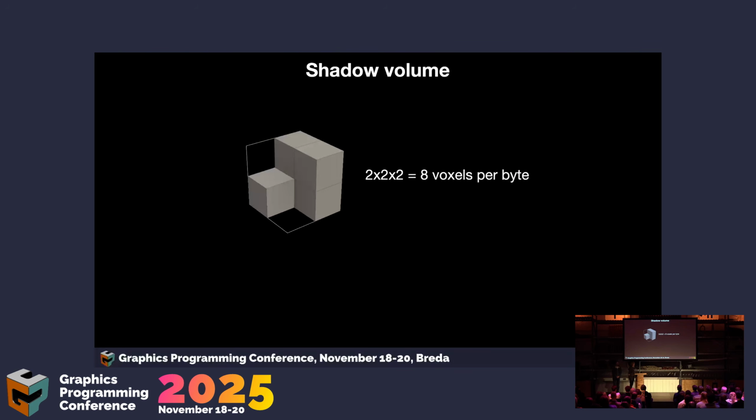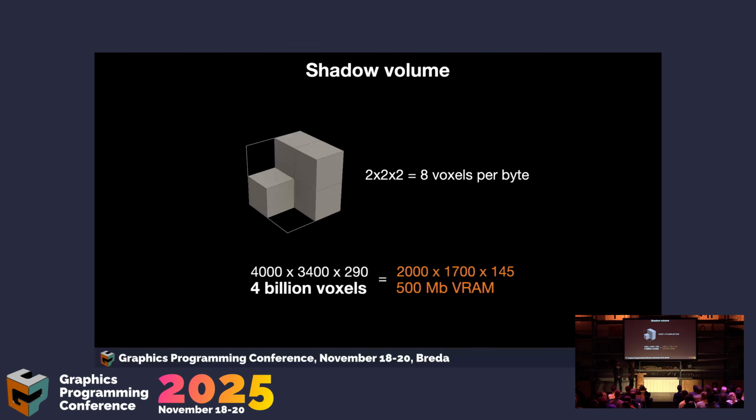But then we can use the fact that it's just representing whether it blocks light or not, which is just a binary value. So you can pack 8 voxels into a single byte. And by doing that, we can cut the memory requirements from 4 gigabytes down to 500 megabytes, which is a more reasonable size to put in the VRAM.